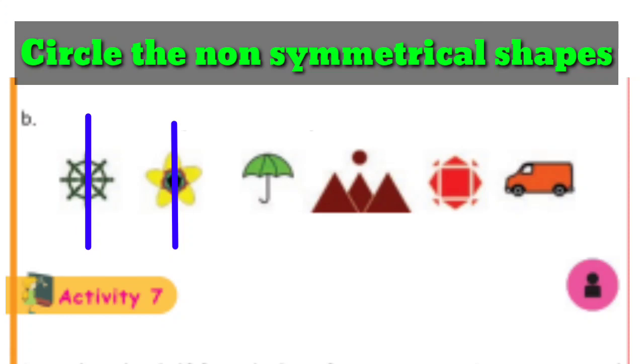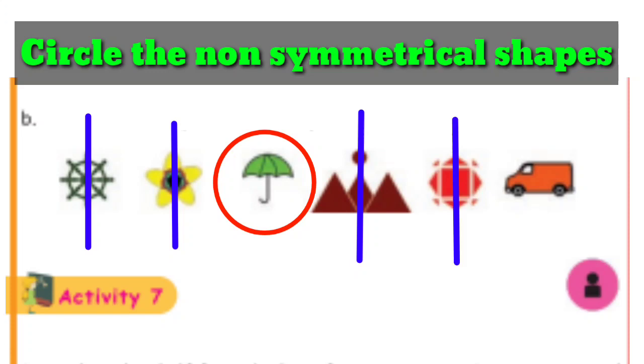Umbrella, if we draw a line of symmetry, it cannot be divided into two exact halves. So, umbrella is a non-symmetrical shape. So, we have to circle umbrella. What is it next? Mountain. Mountain, we can draw a line of symmetry. Then Rangoli. Rangoli, we can draw a line of symmetry.